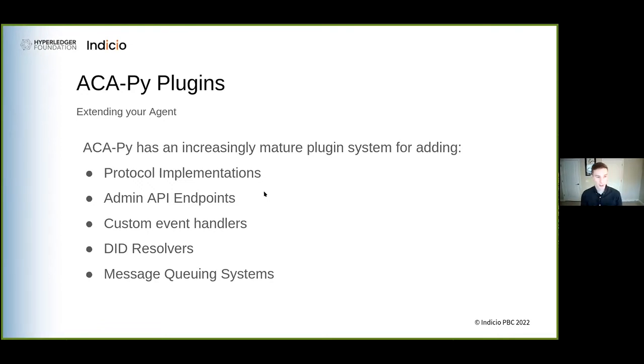You can also add new admin API endpoints. If you would like to automate a workflow that you do frequently, you could use a plugin to add a new endpoint that performs that for you. You can also add custom event handlers. So instead of making it the controller's responsibility to handle these asynchronous events, you can put it into a plugin, have that occur within the agent itself, to perform whatever action is desired as a result of that event being fired.